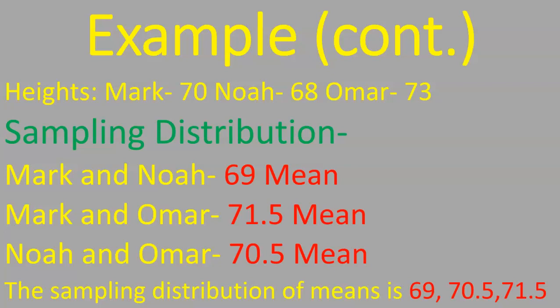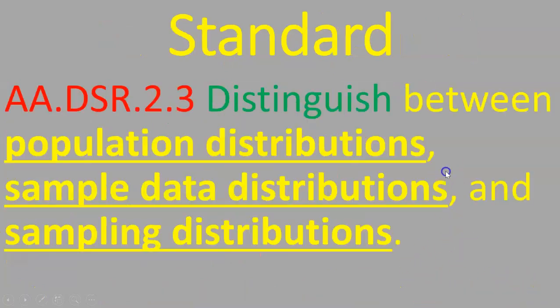But a sampling would be when you take multiple samples and you get some measure, and those measures would be your sampling distribution. Okay, so the standard says to distinguish between population distributions, that's everybody. Sample data distributions, that's just one subset of the total. And sampling distributions, which is multiple samples, and usually making some sort of calculation within those samples.